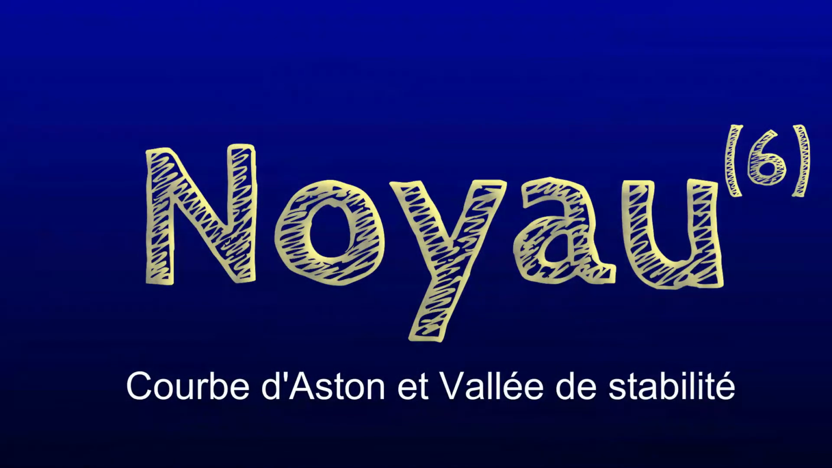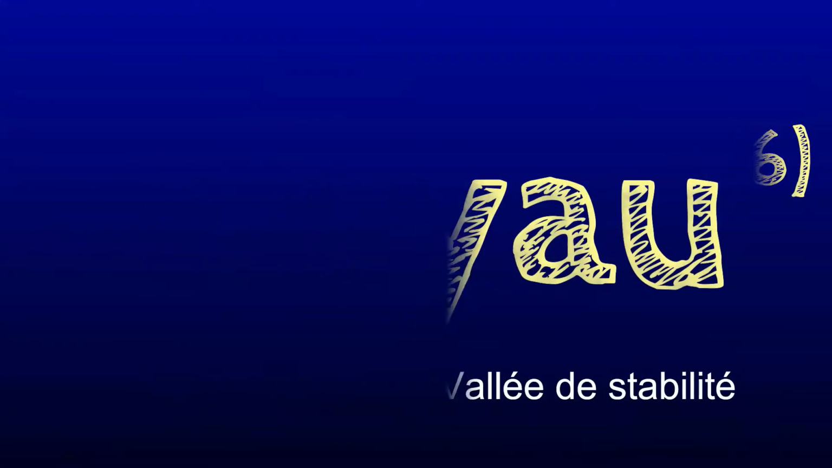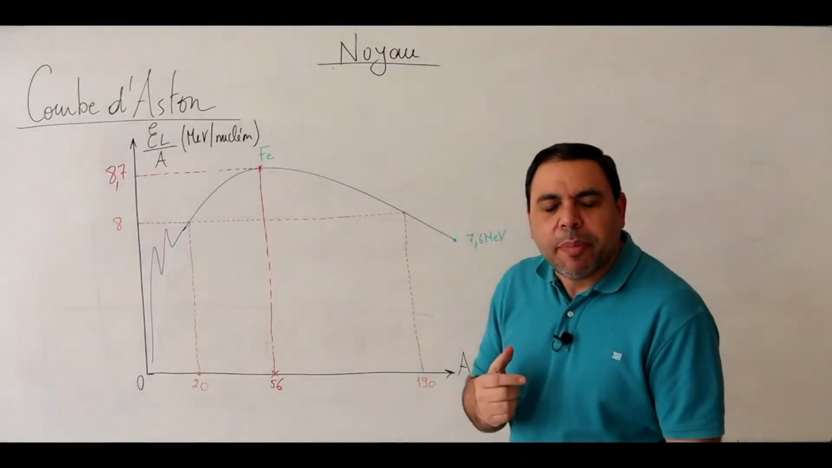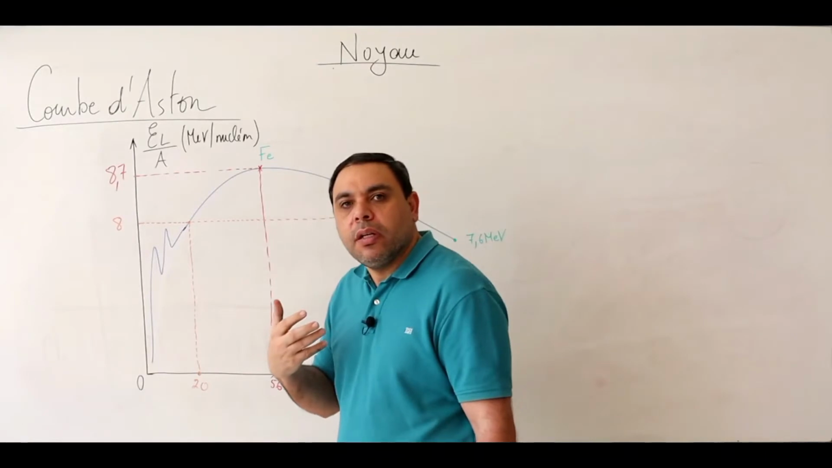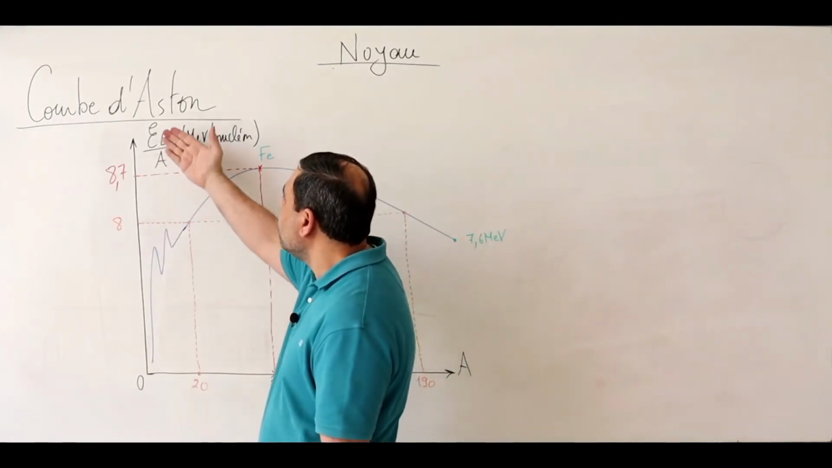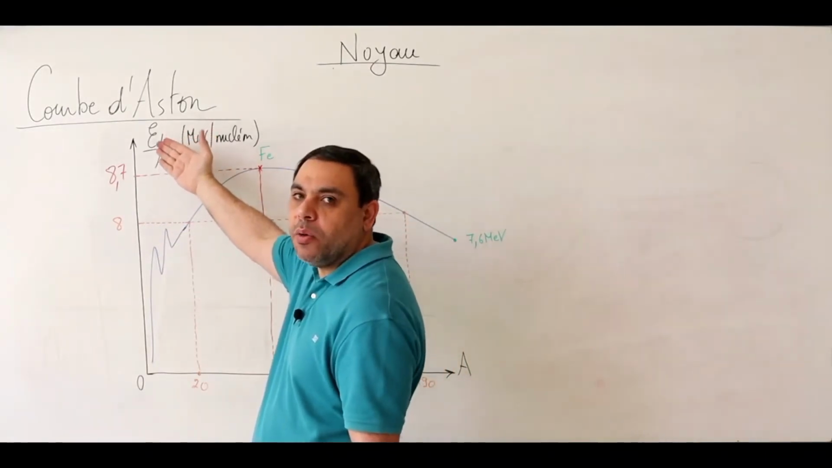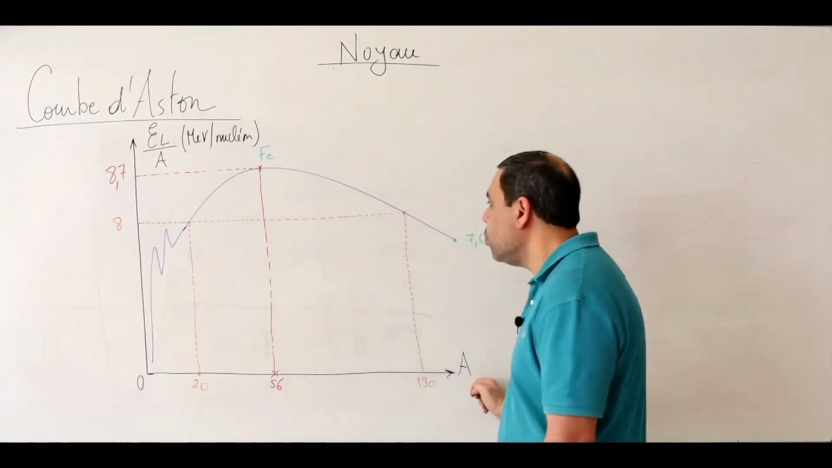The nucleus, part 6. Now we're going to talk about Aston's curve. Aston's curve is a curve of the binding energy per nucleon of a nucleus as a function of the mass number.